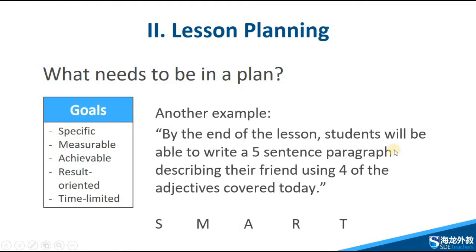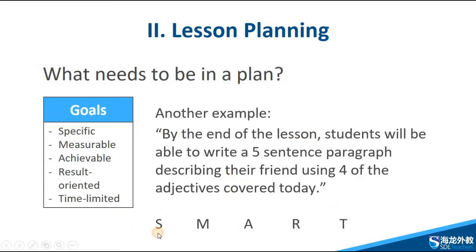By the end of the lesson, students will be able to write a 5-sentence paragraph describing their friend using 4 of the adjectives covered today. So this is much more specific. We have an indication of what kind of language we want the students to use. And there's an extra measure here in 4 adjectives. And then we also know what this paragraph will be about. It's describing a friend. Here we have, by the end of the lesson, this gives us a time limit.